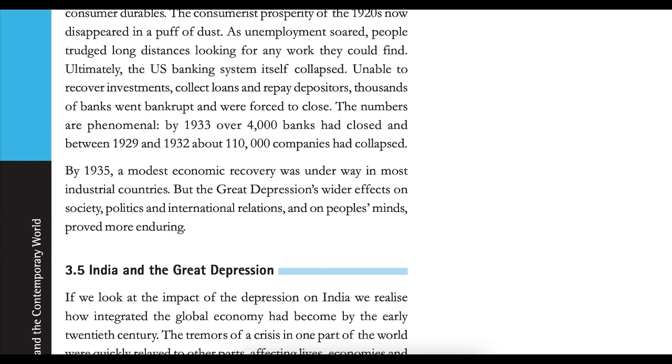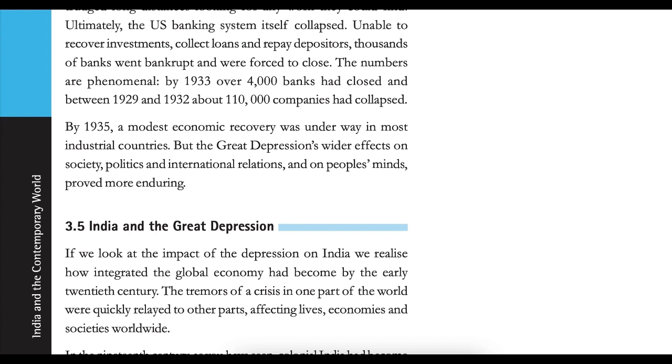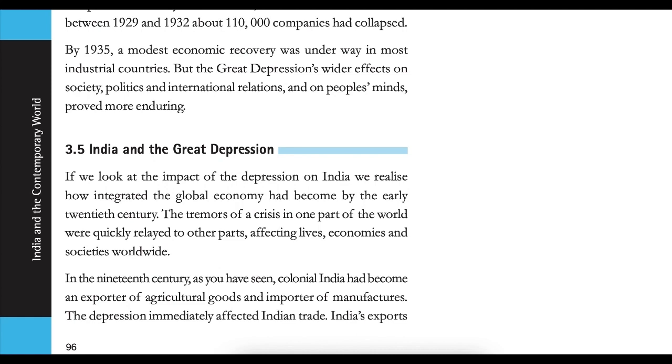As unemployment soared, people trudged long distances looking for any work they could find. Ultimately, the US banking system itself collapsed. Unable to recover investments, collect loans, and repay depositors, thousands of banks went bankrupt and were forced to close. The numbers are phenomenal. By 1933, over 4,000 banks had closed, and between 1929 and 1932, about 110,000 companies had collapsed. By 1935, a modest economic recovery was underway in most industrial countries. But the Great Depression's wider effect on society, politics, and international relations and on people's mind proved more enduring.